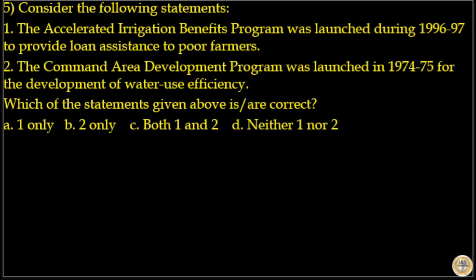The Accelerated Irrigation Benefits Program was launched during 1990 to 97 to provide loan assistance to poor farmers. That is incorrect. It provides loan assistance to the state. The Common Area Development Program was launched in 1974 to 75 for the development of water use efficiency. That is correct. Which of the statements given above is or are correct?